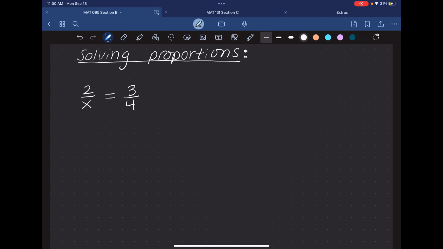Now to solve this, we could do something called cross multiply, and it's when we take 2 times 4 and 3 times x and we set them equal to each other. So I've got 2 times 4 is equal to 3 times x. And we would work through and solve this one-step equation. So 2 times 4 gives me 8 equals 3x, and I divide by 3 and I get 8/3 is equal to x.